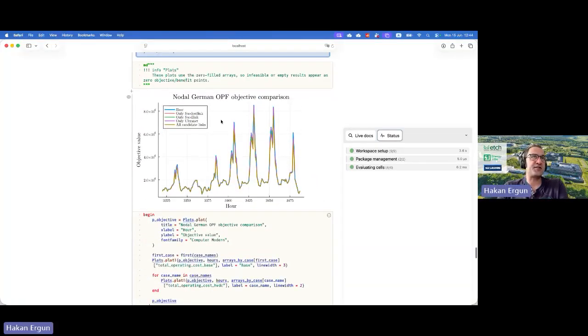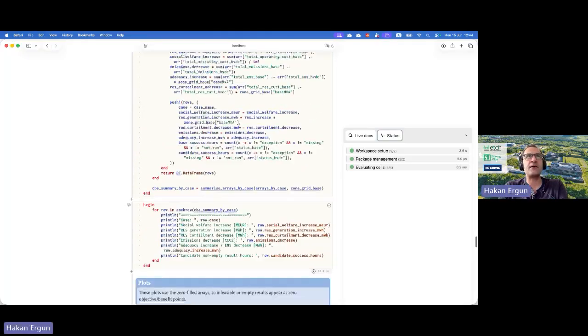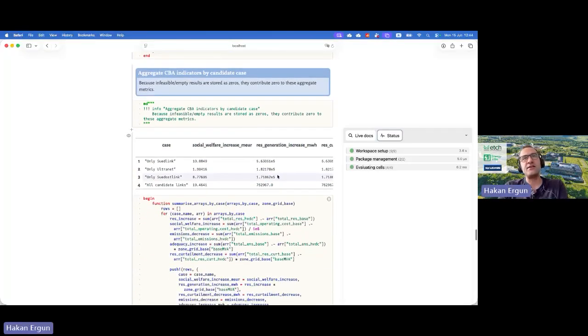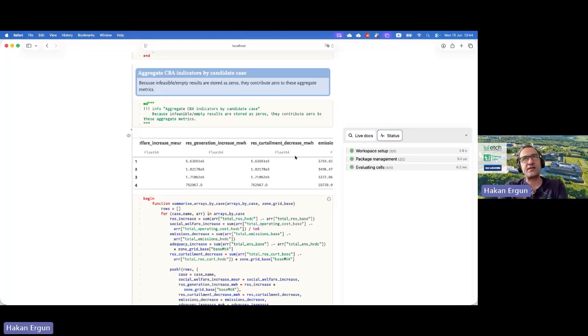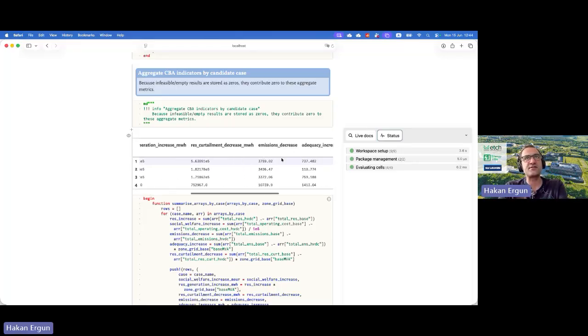And at the end of the day, you can obviously also visualize. Maybe one thing to mention here, in a post-processing stage, you can also see how much more renewables you're generating if the HVDC links are in place, to what extent you're decreasing renewable curtailment, to what extent you are decreasing emissions, and what the effect is on the adequacy of the system.